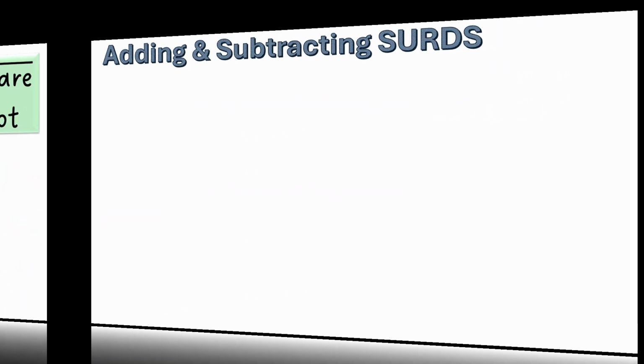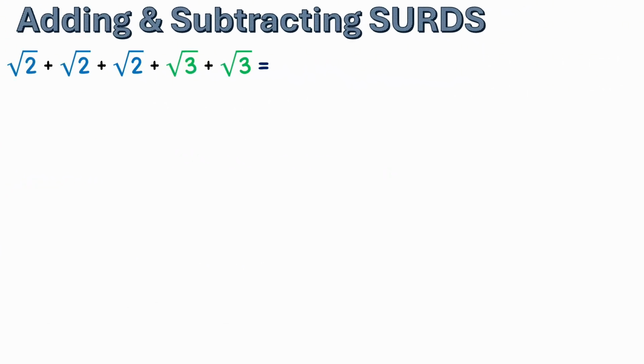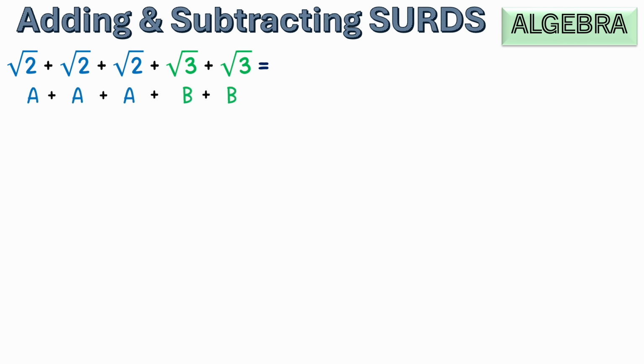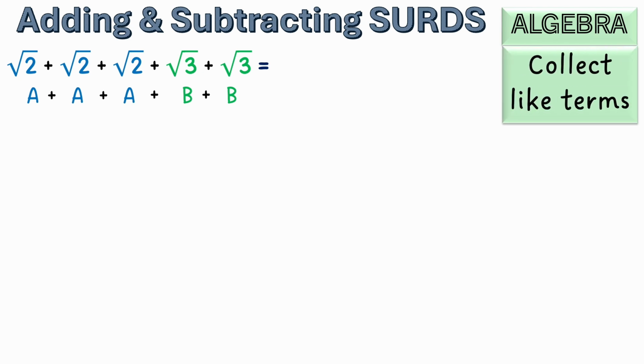Let's begin with addition and subtraction. Here is an example. Think of it like algebra. If we let square root of 2 equal to a and square root of 3 equal to b, then we have a plus a plus a plus b plus b. Collect the like terms and we get 3a plus 2b. So in surds, square root of 2 plus square root of 2 plus square root of 2 equals 3 lots of square root of 2's. And square root of 3 plus square root of 3 equals 2 lots of square roots of 3.